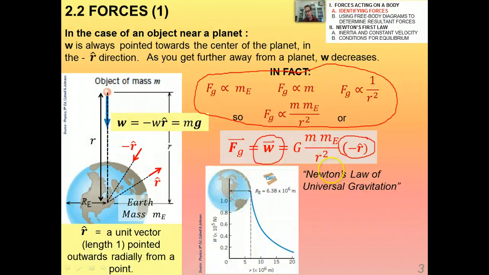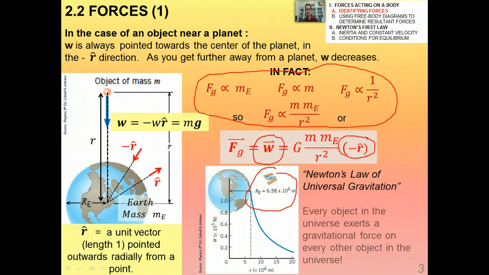This relationship right here implies that a graph of the weight or the force of gravity on an object, when plotted against the distance from the center of the Earth, would go down as 1 over r squared. We will study this graph later. And in fact, this data here is for the International Space Station, and the radius of the Earth is 6.38 times 10 to the 6 meters. Okay.